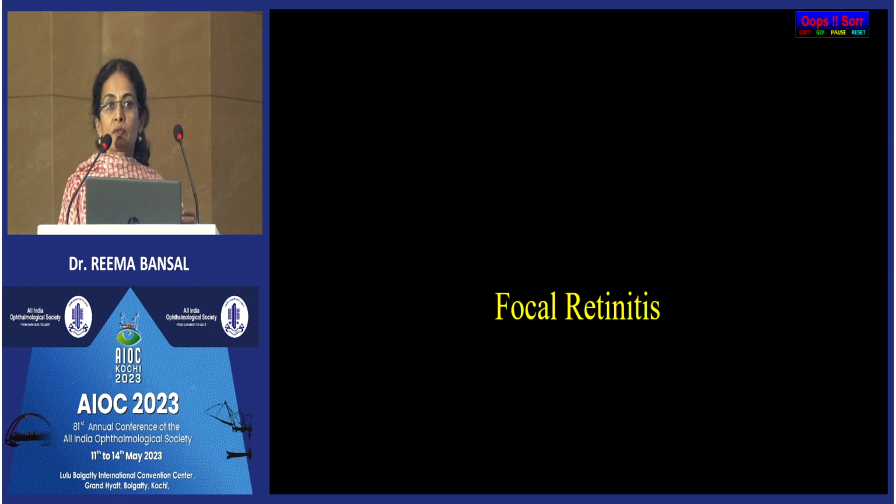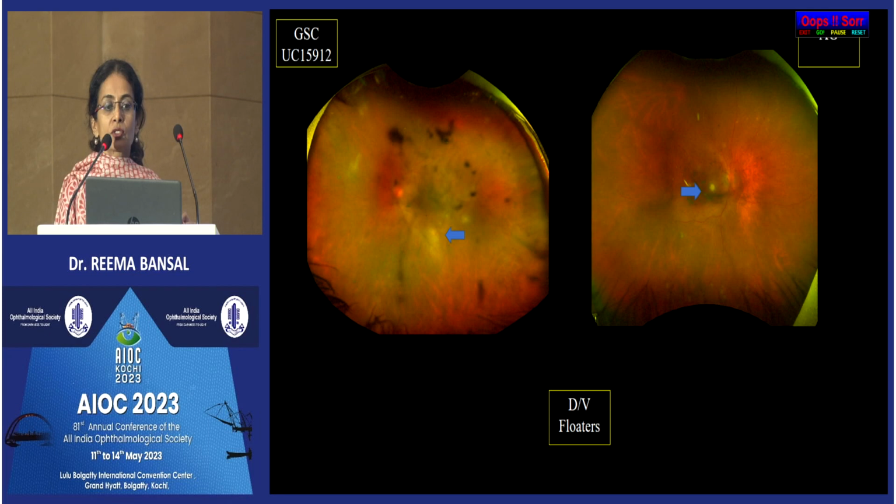We do see cases where you just have focal retinitis, and these are more challenging than the widespread peripheral retinitis. I'll tell you why. So these are again two different patients, but absolutely similar clinical picture. The one on the left, you can see there is a lot of vitritis. The arrow points towards a focal retinitis lesion.